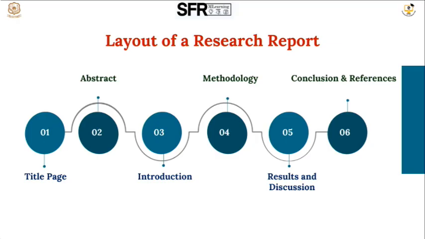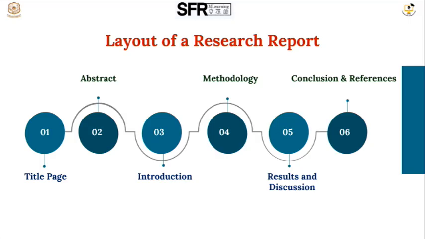The purpose is to summarize the key points of the report. It should include a brief overview of the purpose and scope of the report, a summary of the methodology, key findings and conclusion, and the abstract should usually contain 150 to 250 words depending upon the journal. And the next part is the introduction. The purpose is to set the context for the report.